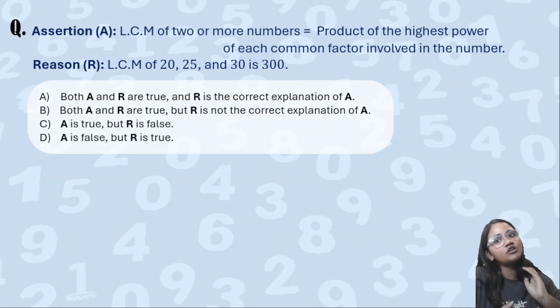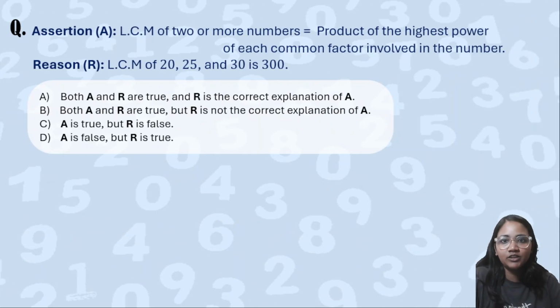Okay, so this is an assertion reason question which is recently being added to the questions that you will face in the board examinations also, in your pre-boards also. So these questions are a little bit tricky, in which you need to understand the options and how do you go with this question. Let's take a question and see. LCM of two or more numbers is equal to the product of the highest power of each common factor involved in the number. This is our assertion and the reason.